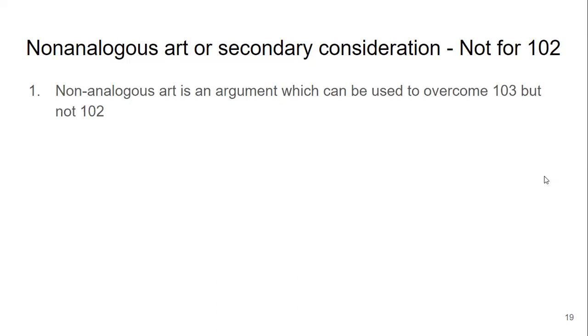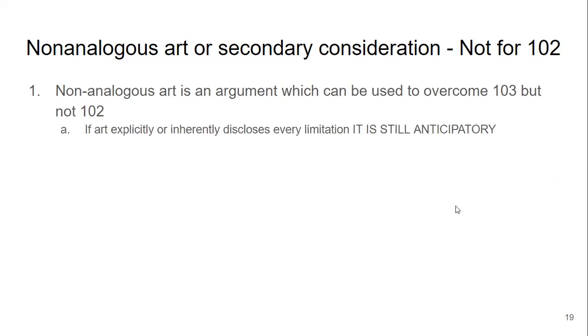So we're talking about non-analogous art or secondary considerations. Remember, those are not for 102. And this will be the last thing we'll talk about in this part. But if you remember when we talked about 102 in the MPEP 700, these caveats cannot be used to overcome an anticipatory rejection. If it directly claims the invention, then you can't say, well, my invention was successful, because their invention would be just as successful because it's the same one. So non-analogous art can be used to overcome 103, but not 102.